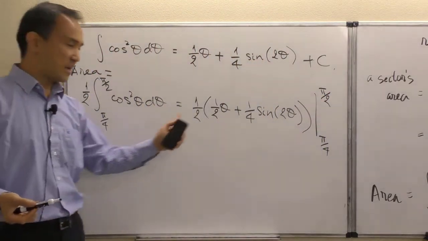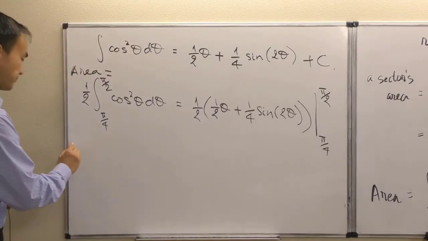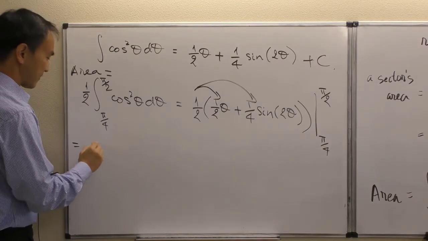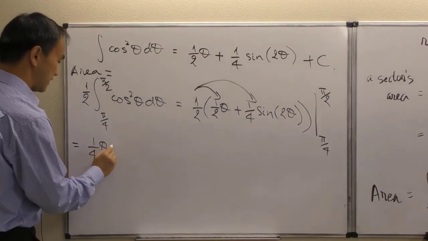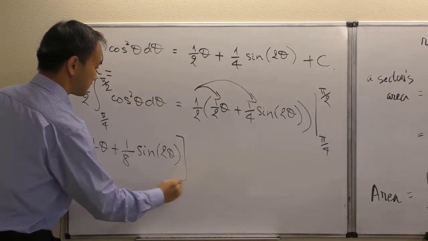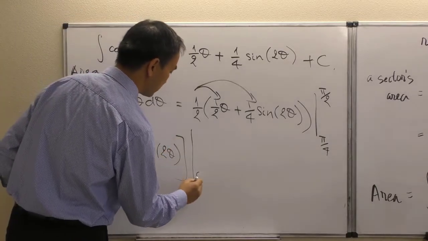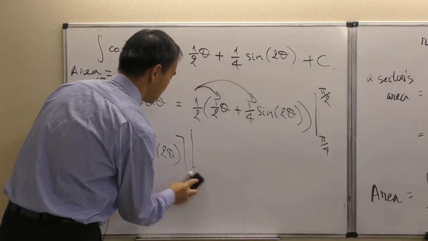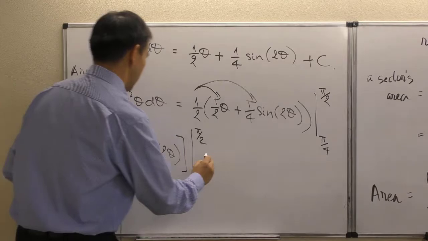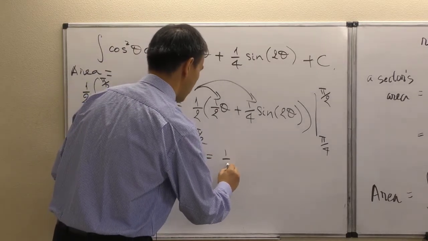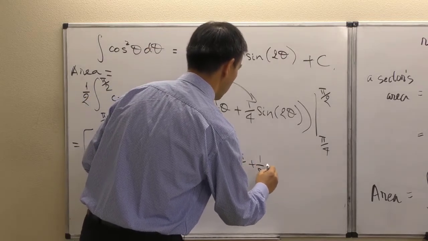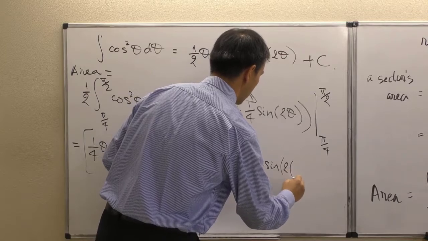All right, now we are ready for evaluating. It's better that we distribute that 1/2, so one more step: I'm going to write it as 1/4 theta plus 1/8 times sine of 2 theta. That's ready for evaluating from pi over 4 to pi over 2. So now I'm looking at 1/4 times pi over 2 plus 1/8 times sine of 2 times pi over 2.